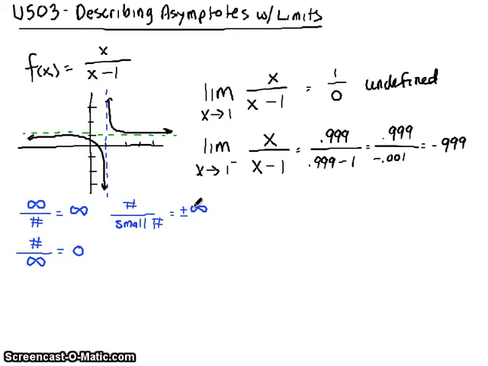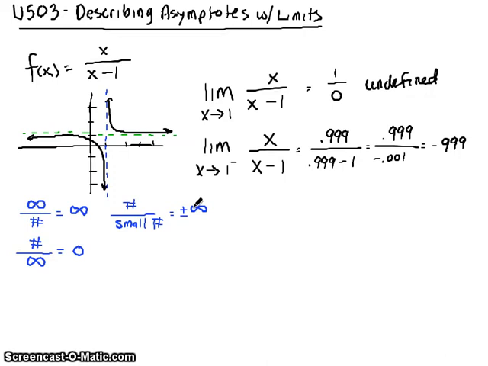So if we look at what we're dealing with now, we have a number, 0.999, divided by a really small number, negative 0.001, and it gave me negative 999. If we were to get closer to 1 on the left-hand side and say pick 0.999999999, our number in the denominator would be even smaller, negative 0.00000000001.